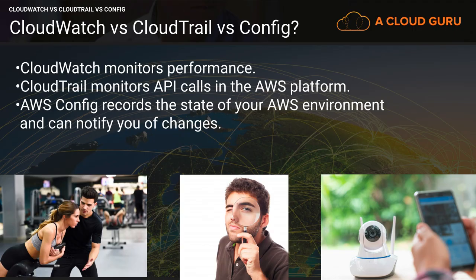If you wanted to know who provisioned the security groups 2-3 weeks ago, that would be CloudTrail. If you wanted to know the CPU utilization of your EC2 instances, that would be CloudWatch. So in your exam, you're going to get a whole bunch of different scenario questions, and it will ask you what the appropriate service is to do something. So it's really important to know the difference between CloudWatch, CloudTrail, and AWS Config.